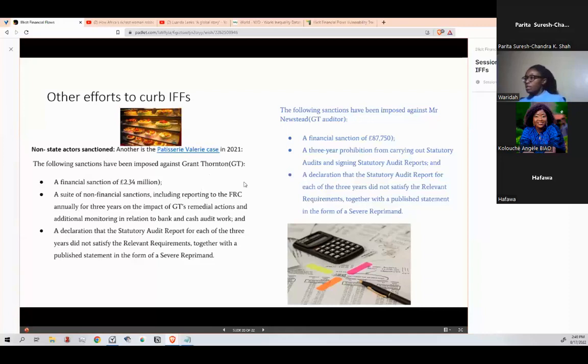So of course they were reprimanded and they had prohibition from carrying out statutory audits. And this was the auditor and partner of Grant Thornton. This was the company in charge of the Patisserie Valerie account. And the company itself, now the auditing company, was also sanctioned with 2.34 million euros, non-financial sanctions of mostly monitoring and reporting. And both of them had to have declarations.